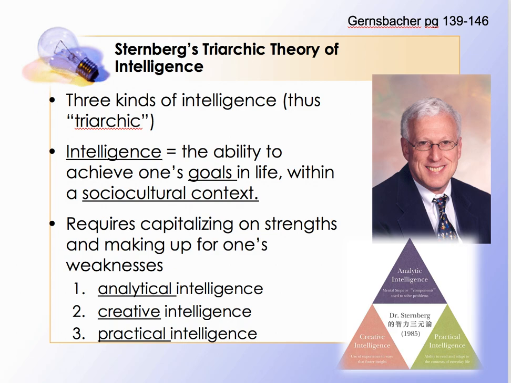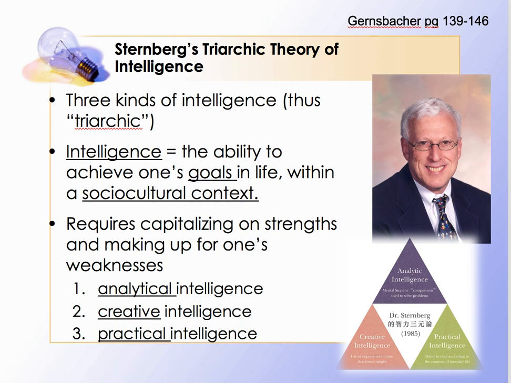All right, so picking up where we left off, we have yet another theory of intelligence. So this is Sternberg's triarchic theory. And Sternberg believed that there were three kinds of intelligence, and that's where we get the word triarchic from. So there's analytic, creative, and practical. And overall, he believed that the definition of intelligence was the ability to achieve one's goals in life within a socio-cultural context. So this is important because he's bringing in a social aspect to the idea of intelligence.